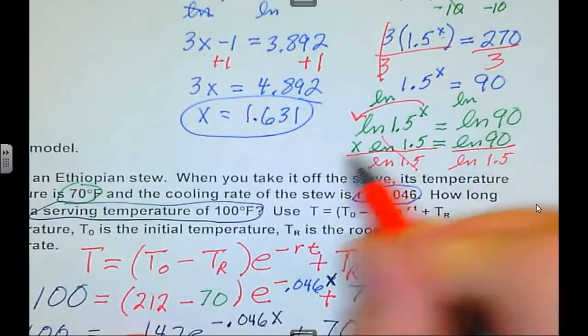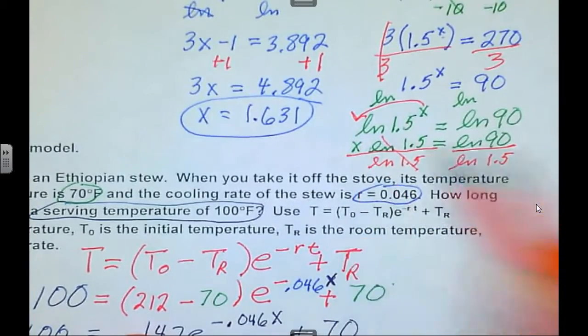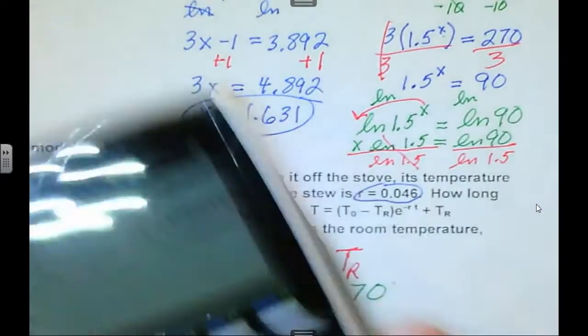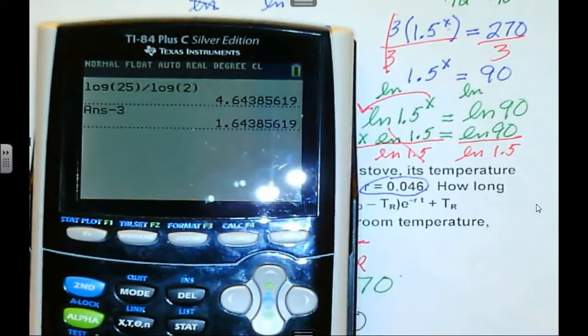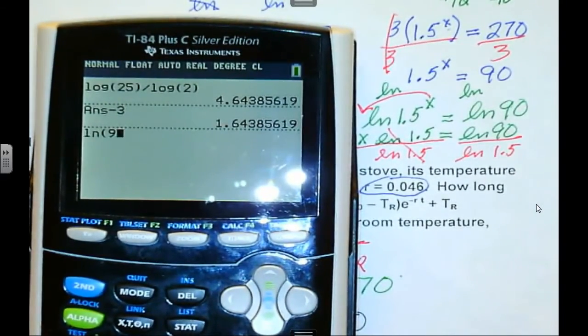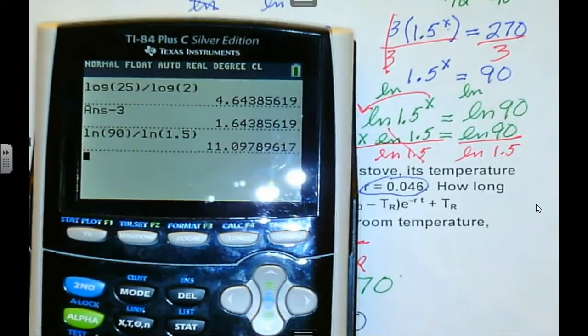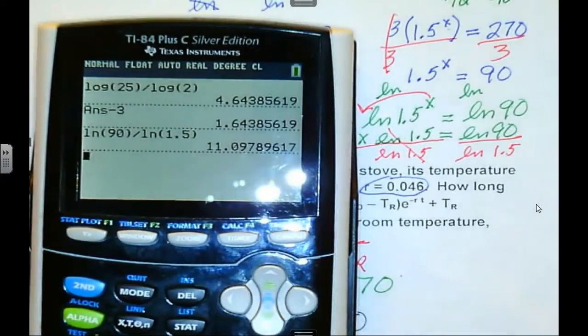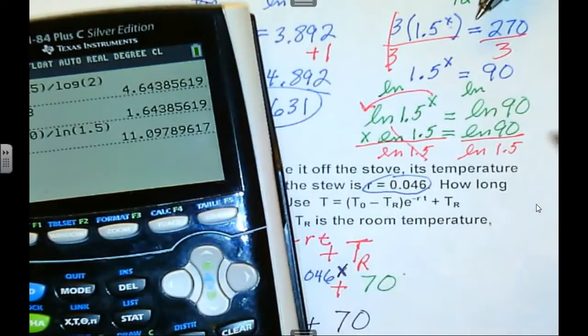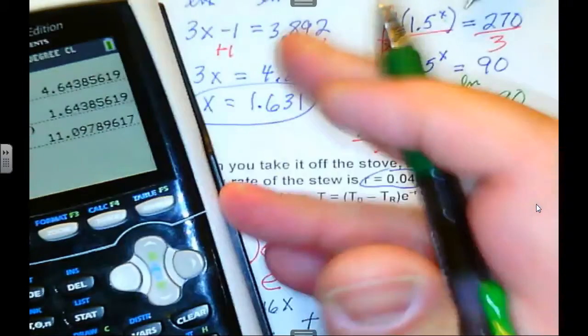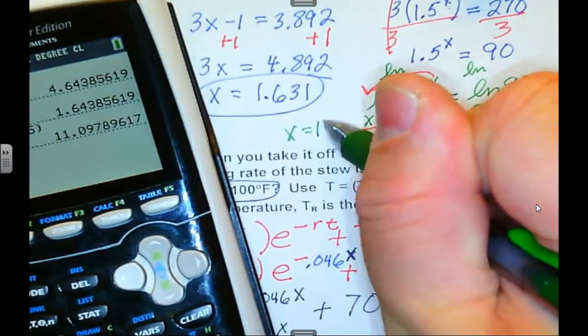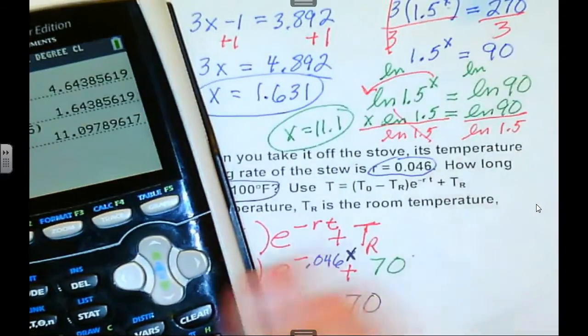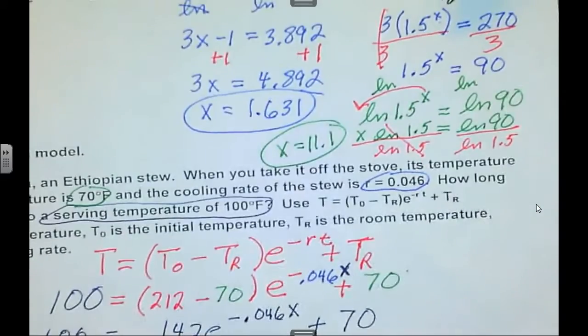My ln's cancel. I finally get my x by itself. All you have to do here is, in your calculator, take the ln of 90, close the parenthesis, divide it by the ln of 1.5. I get 11, we'll just say 11.1. So x is going to equal 11.1. That's a pretty involved problem.